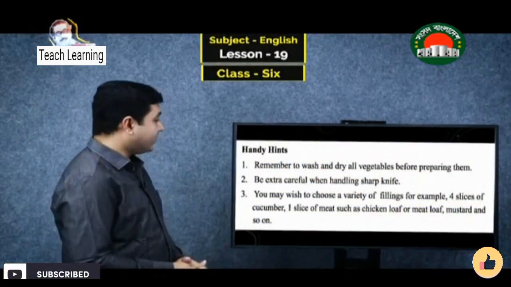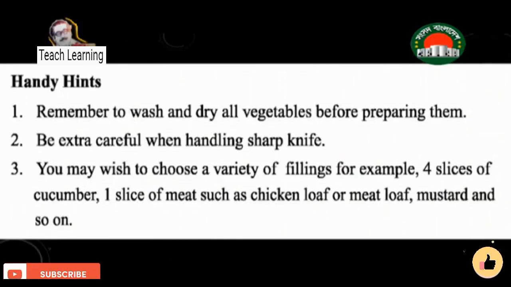Here are some hints for you. Number 1, remember to wash and dry all vegetables before preparing them. You have to wash and dry all vegetables before preparing them. Number 2, be extra careful when handling a sharp knife. Whenever you are using a knife, you must be careful.